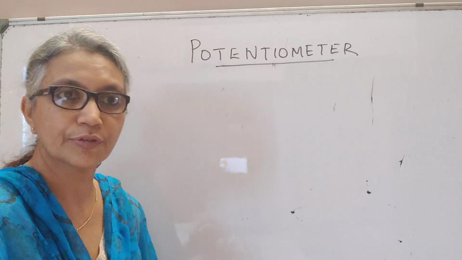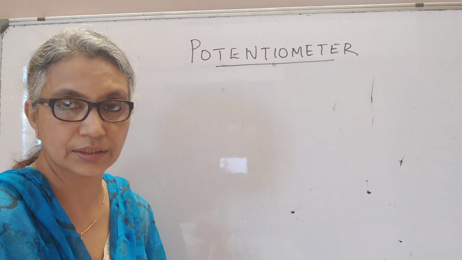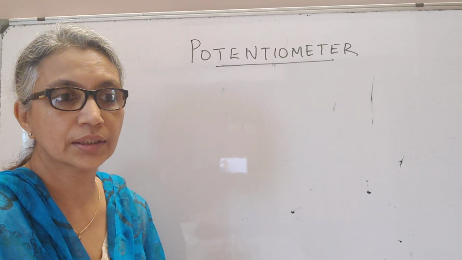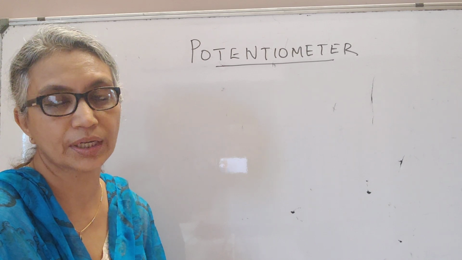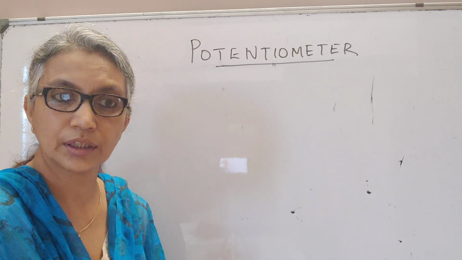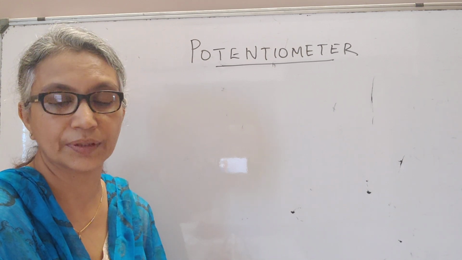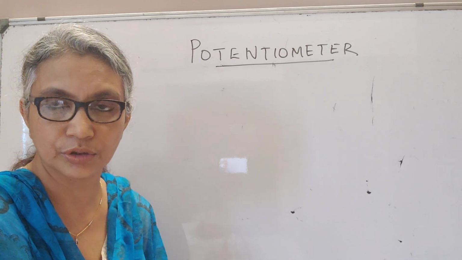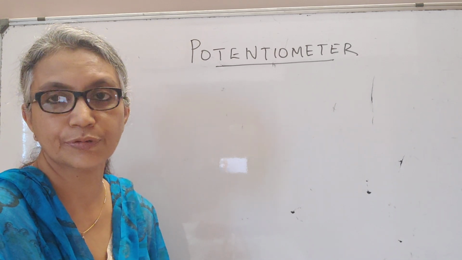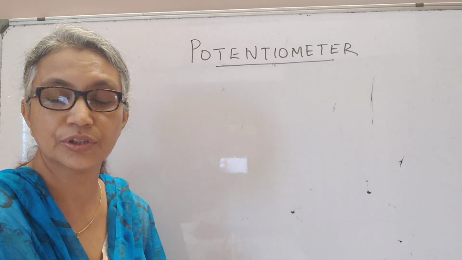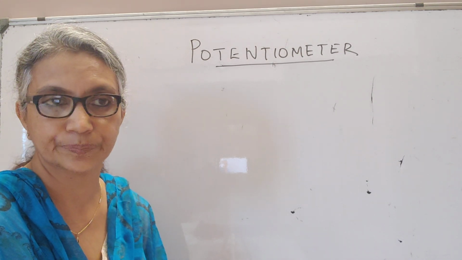Now, this consists of a long wire made of this material, usually around 5 meters to 10 meters, and this wire will be of uniform area of cross section. For this potentiometer, in your textbook, we are dealing with two applications. One is to compare the EMF of two cells that are given to you, and the other one is to find out the internal resistance of a given cell. Both these applications you will be doing in the lab also.